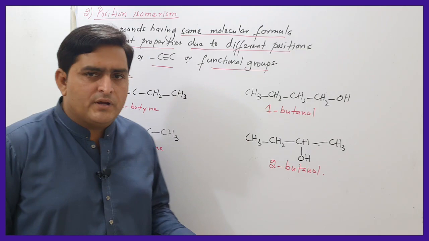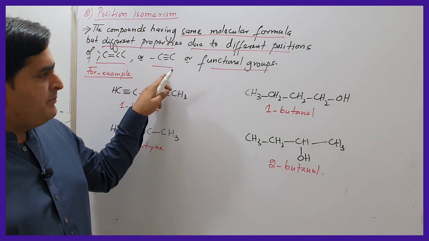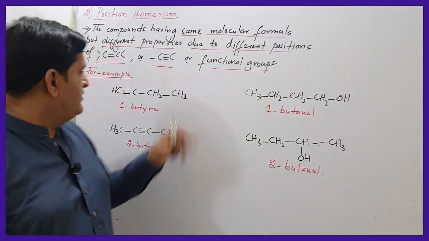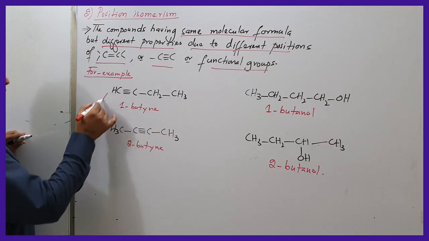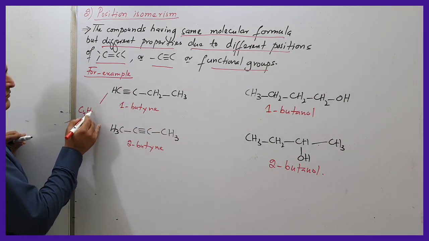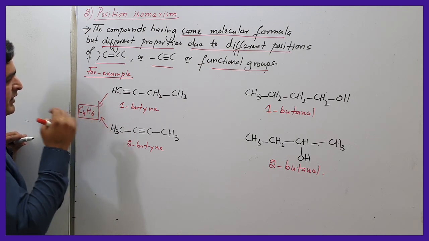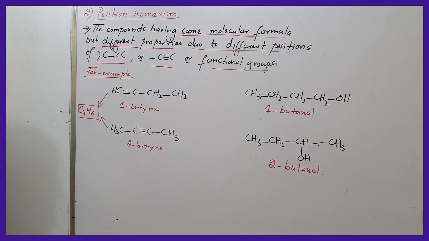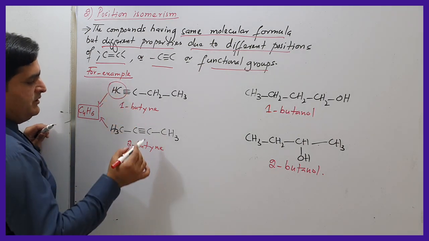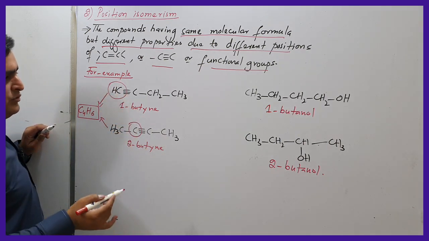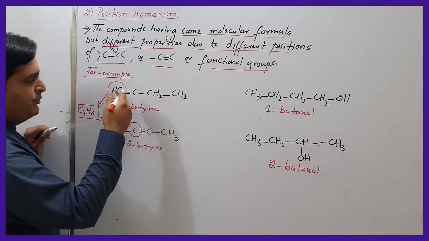They may differ in physical or chemical properties due to different positions of carbon-carbon double bond, carbon-carbon triple bond or any functional group. For example, we have 1-butyne and 2-butyne. The molecular formula of both these compounds is C4H6. So they are represented by the same molecular formula, but the difference is that here the triple bond is at the first carbon, and here the triple bond is at the second carbon.